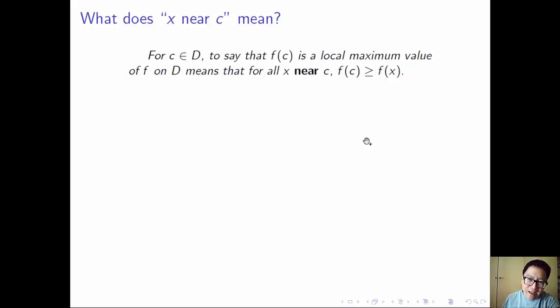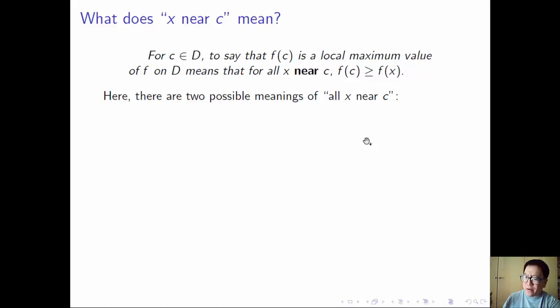As promised, we're now going to get to the question of what it means to say that x is near c. Let me review what we were saying before. For the definition of local maximum, for c in D, to say that f(c) is a local maximum value of f on D means that for all x values near c, f(c) is greater than or equal to f(x). And here, this is actually the trickiest part: depending on your class, there are two possible meanings of all x near c.